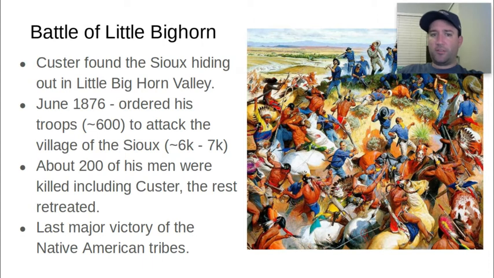So the Battle of Little Bighorn ends up happening as a result of this. It is probably the most famous of the battles in the Indian Wars. And Custer found the hiding spots of the Sioux tribes and such in Little Bighorn Valley, which is in Idaho. And in June 1876, he orders his troops, of which he has roughly 600 cavalry soldiers, to attack the village of the Sioux, and they were somewhere between 6,000 and 7,000 strong. So right away, they are outnumbered by a lot.